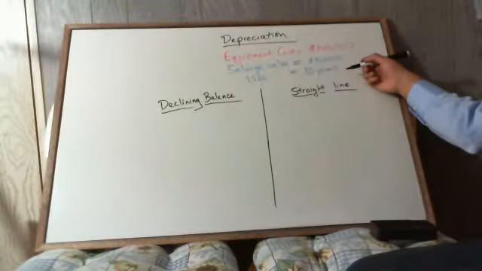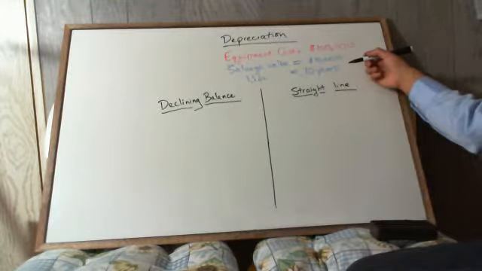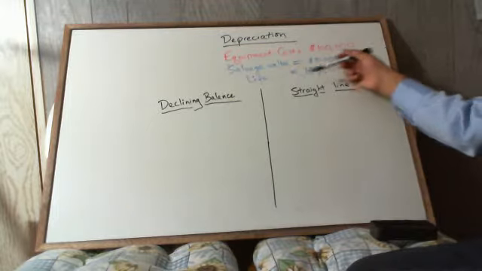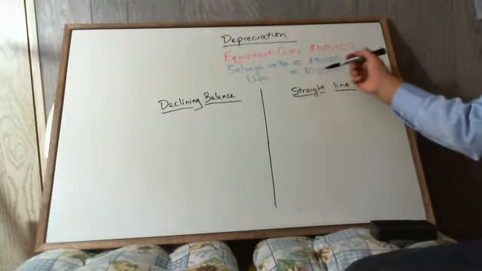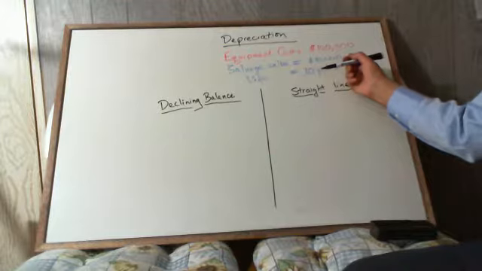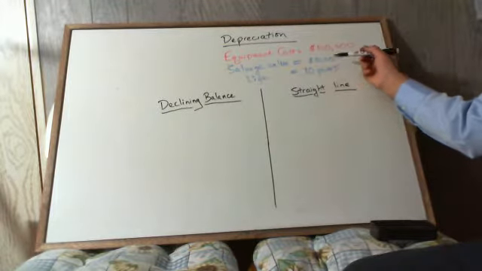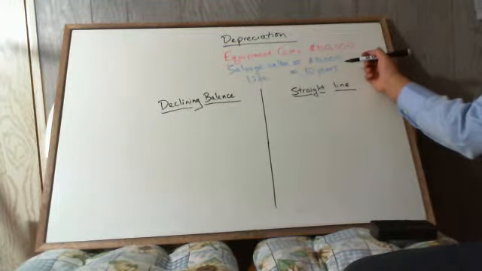Hi, this is Azad Ahmed, and I am going to be reviewing with you depreciation valuation methods, that is the straight line method and the declining balance method for evaluating depreciation or amortization. This is a topic in chapter 12 in the CSC, the Canadian Securities Course.